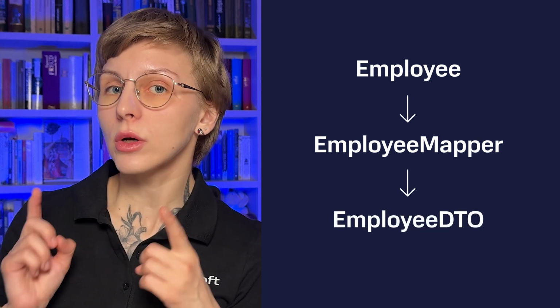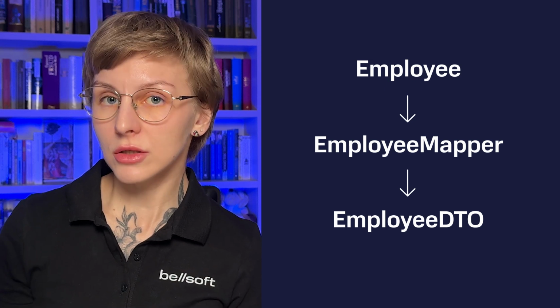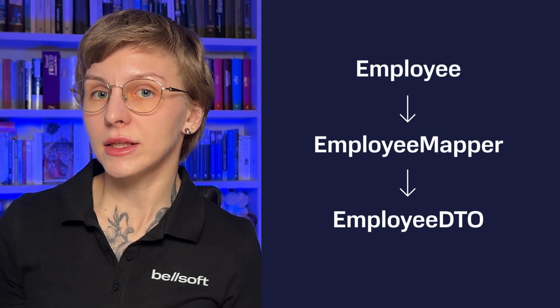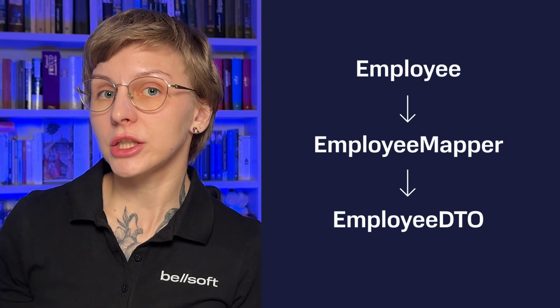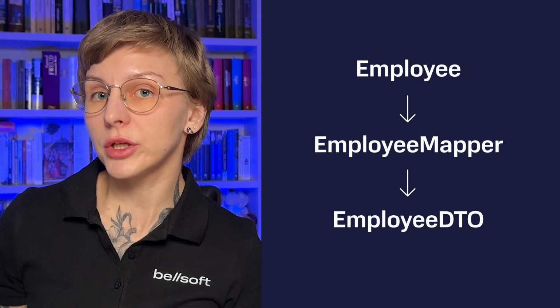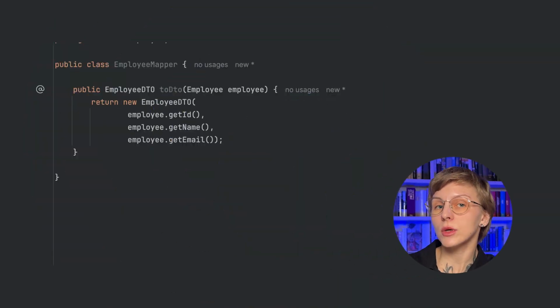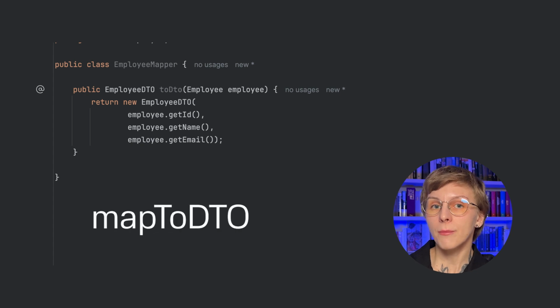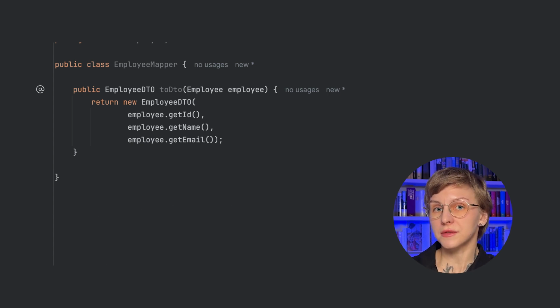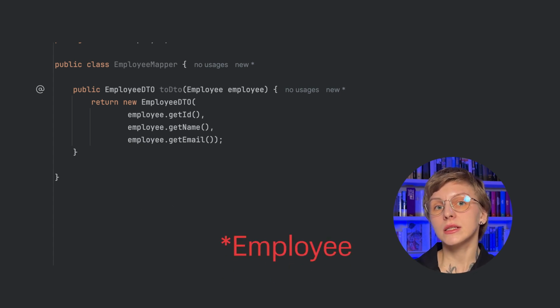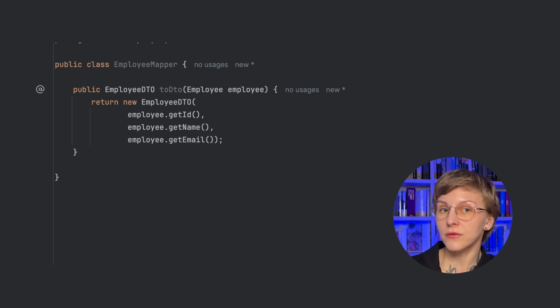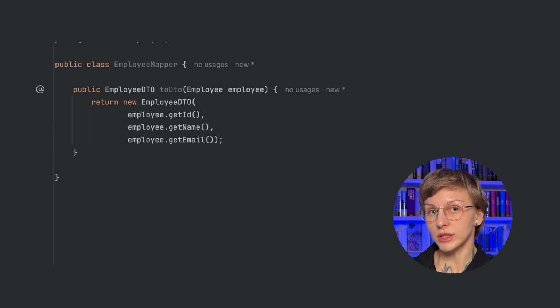Then we create the mapper, employee mapper. Later in this video, I will show you a very cool tool for automating the mapping. But actually, you can create mappers using pure Java code. So let's create the employee mapper. And in our case, it will contain the single method map to DTO. It receives a customer and then it retrieves the necessary data from the customer object and creates a DTO object and then passes it to the server.